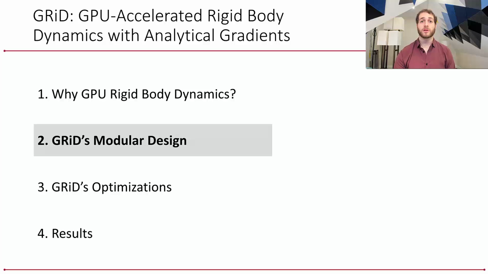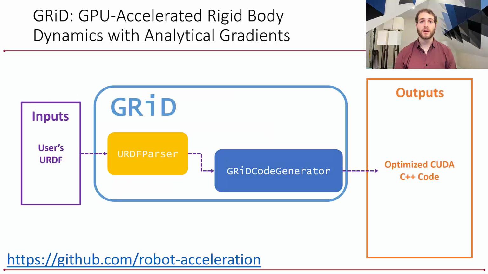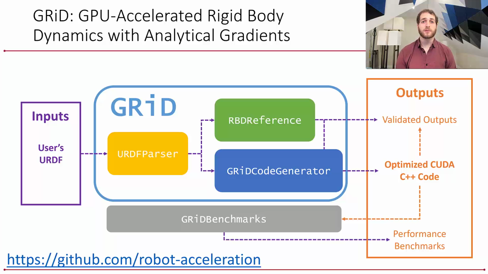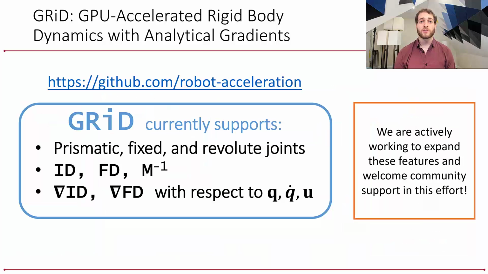So let's talk a little bit about GRiD's modular design. GRiD is designed to take a user's input URDF and output optimized CUDA C++ code. Along the way, we also include modules that help you validate your outputs and perform performance benchmark analysis against optimized CPU implementations. GRiD currently implements inverse and forward dynamics, as well as their gradients with respect to state and position, and the direct inverse of the mass matrix.